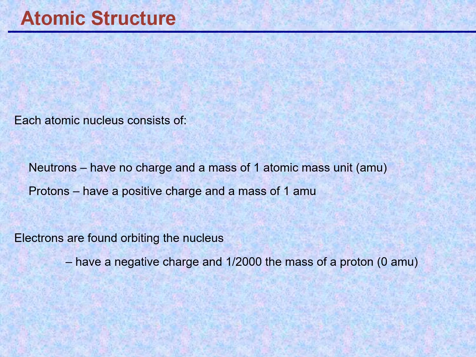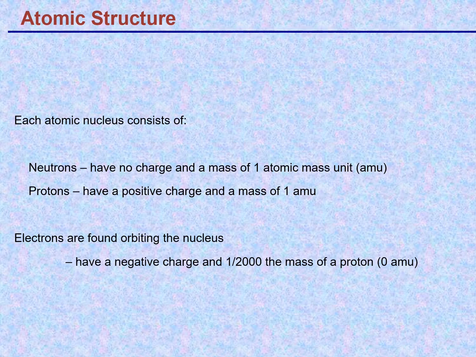Okay, again, pure high school, simple high school stuff. I may have learned it even before high school, for all I can remember that far back. Each atom has a nucleus, and inside the nucleus are neutrons and protons. The neutrons do not have a charge. They have an atomic mass unit of 1. Protons have a positive charge and an atomic mass unit of 1.